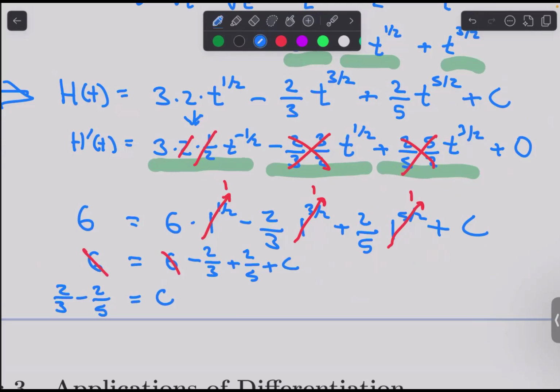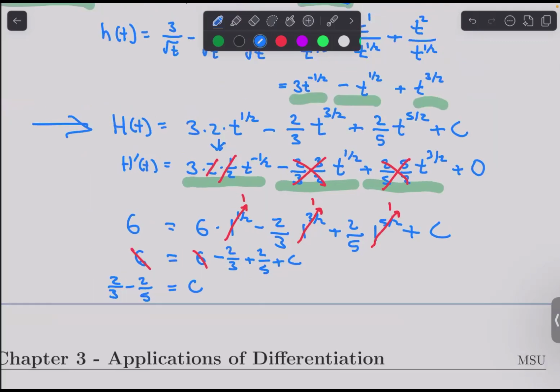to my c. And if I was doing a WebWork problem or something like this, I would just leave it just like this. I understand that you can get a common denominator and simplify maybe a little bit farther. But again, we're in a calculus class. We're not in an arithmetic or an algebra class. And so this is perfectly fine to leave it in this form. So 2/3 minus 2/5 is my c.